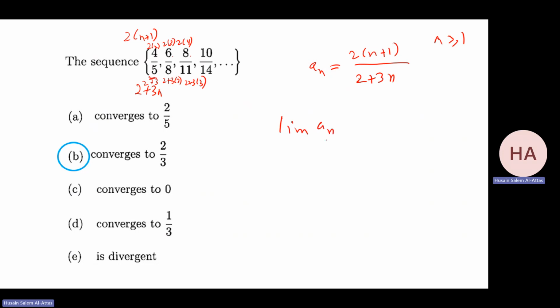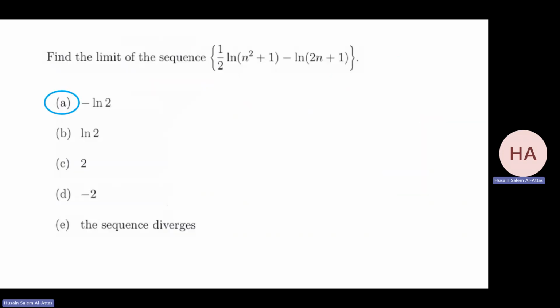So it is the limit of a_n as n goes to infinity. It will be the limit as n goes to infinity of (2n plus 2) over (3n plus 2). Same degree, so the answer is 2 over 3, and that is the answer. Yeah, that's a difficult one.